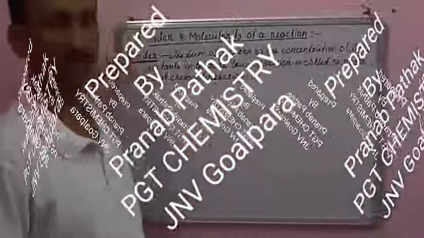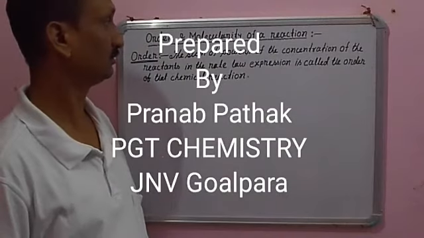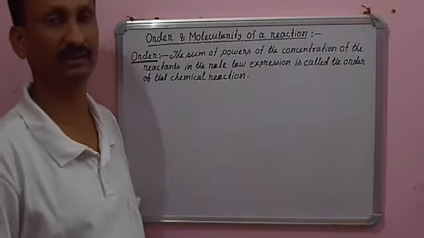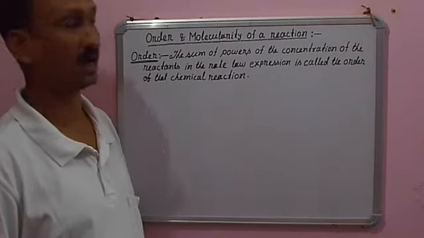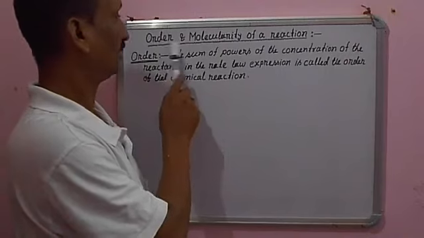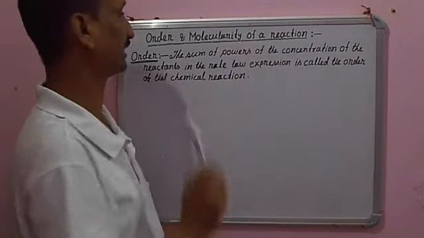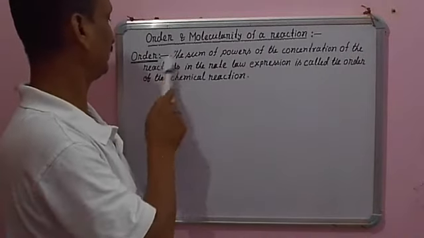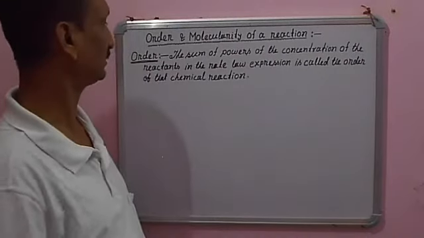Good morning, students. We are discussing your unit 4, that is the chapter chemical kinetics, and today we will discuss the third topic, that is order and molecularity of a reaction. So first we will see the order. So what is order?